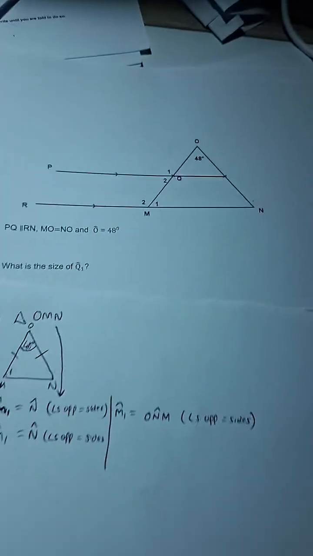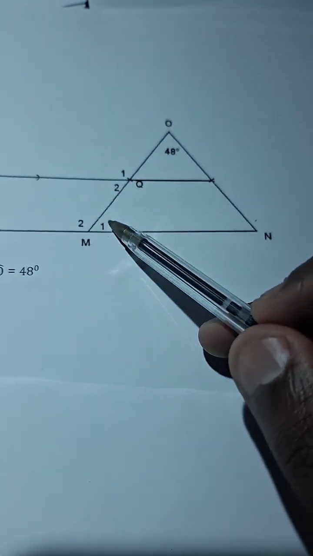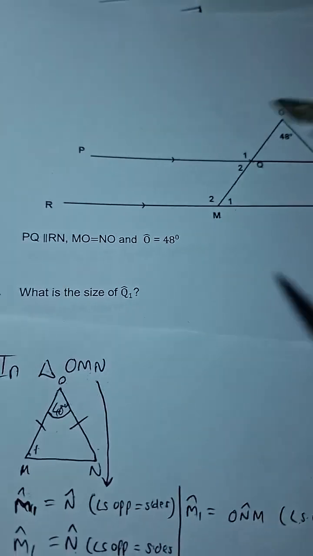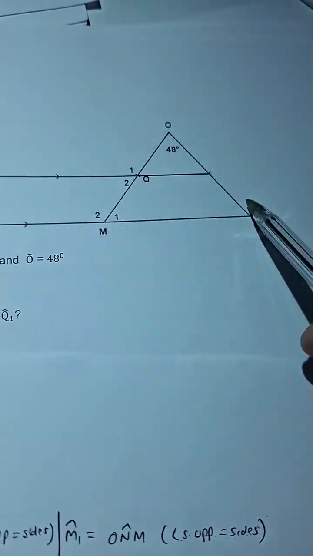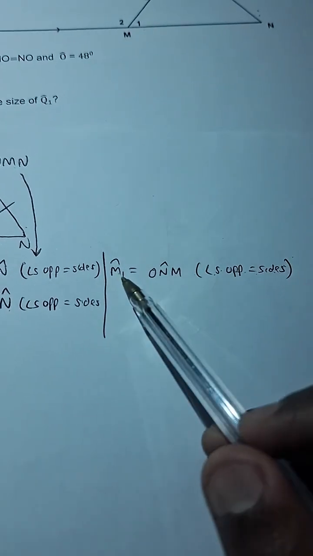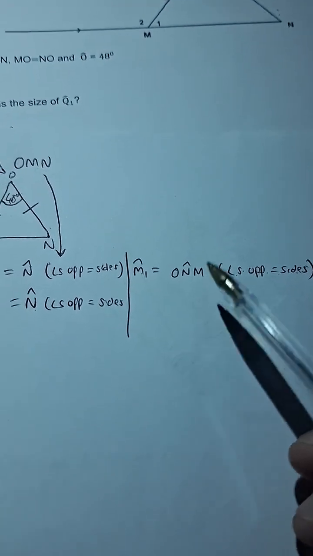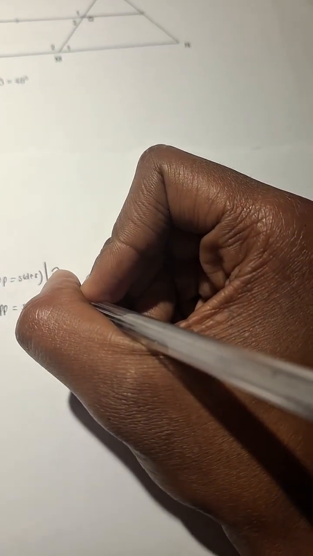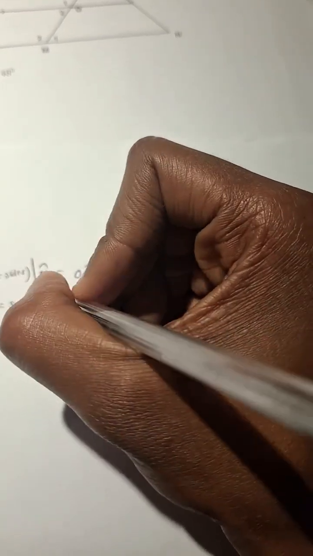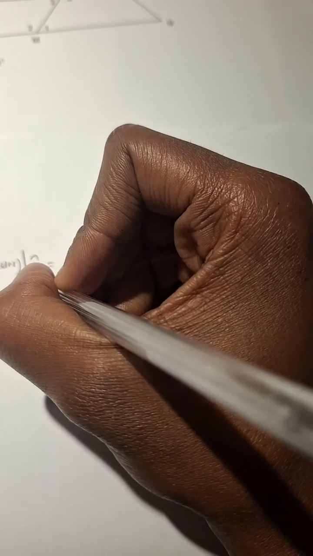Okay, now that means that I now know that angle M1 is equal to angle N, and it's because I learned that MO is equal to ON. So that's why M1 is equal to ONM. Now I can then say the following. Very importantly, I can then say the following. Take note what I can say here.